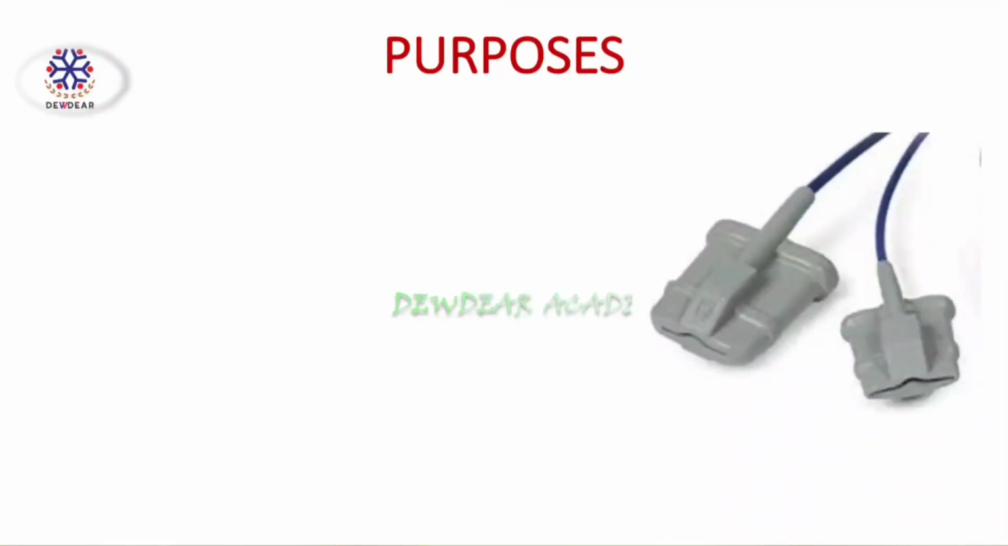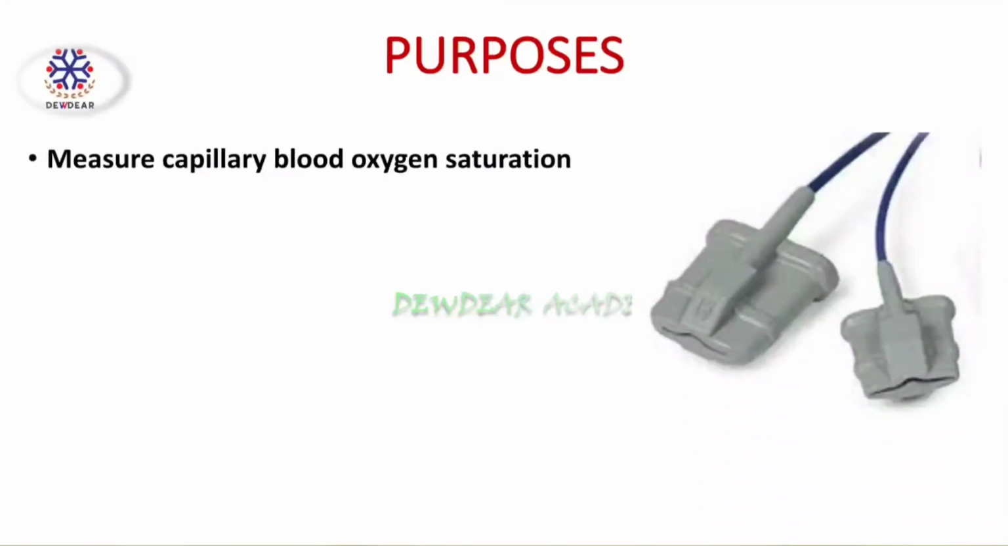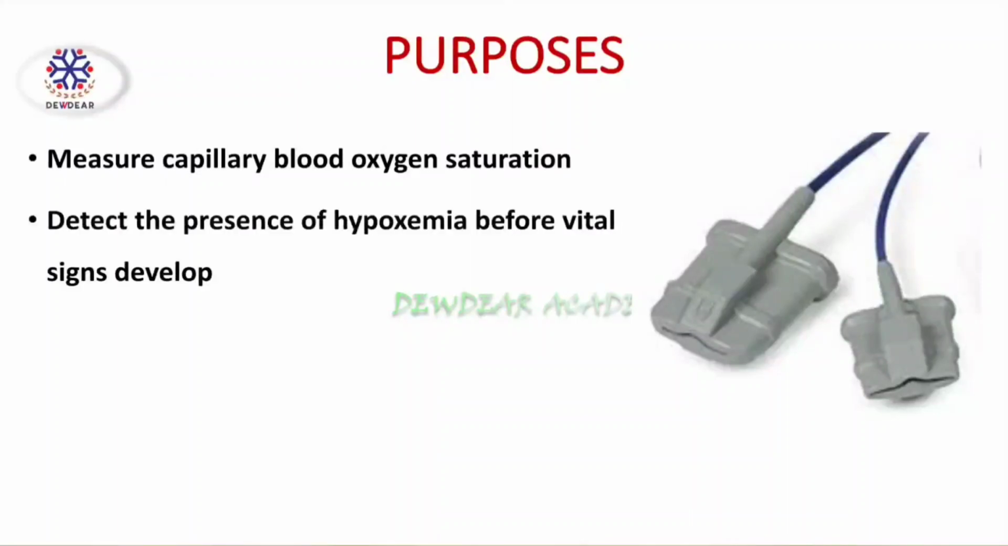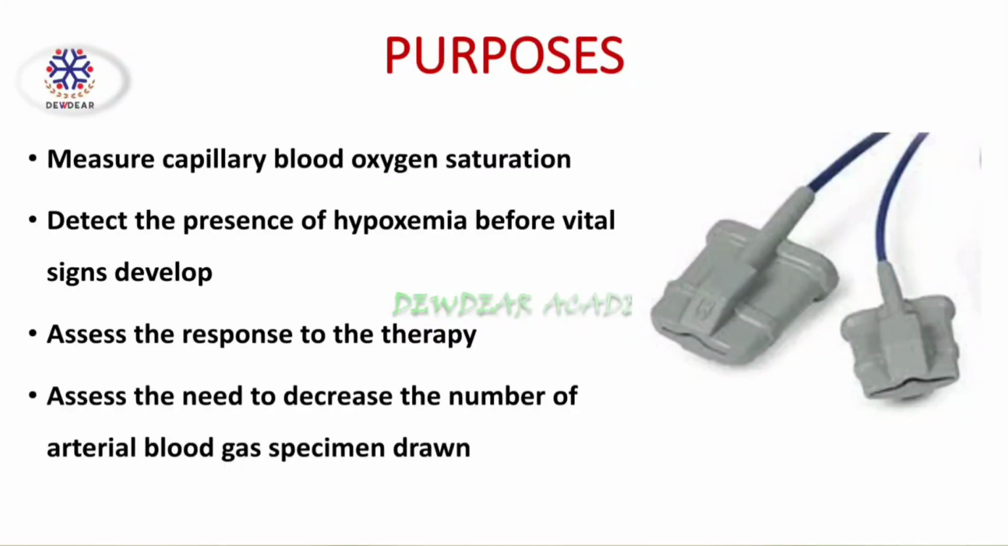Next is the purposes of pulse oximetry. It measures the capillary blood oxygen saturation. It detects the presence of hypoxemia before vital signs develop, and it assesses the response to the therapy and assesses the need to decrease the number of arterial blood gas specimens drawn. So we can say pulse oximeter can be considered as an early warning device.